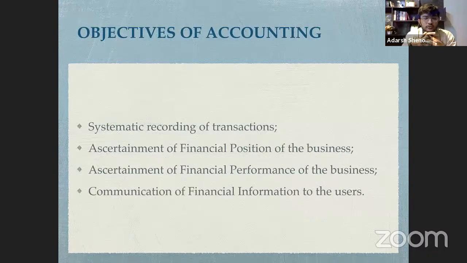Then you have communication of financial information to the users. So finally, the whole point of accounting is to communicate the financial position and performance, what we call financial information, to the users of the accounting information, whoever is interested in knowing what is happening in the business. So these are the objectives of accounting. We have four objectives: recording all the transactions systematically, not just recording it randomly, writing it on a piece of paper, or on a bed sheet. No, we have to record it systematically. So systematic recording of transactions, ascertainment of financial position, to know where the business stands, ascertainment of financial performance, to know how the business is doing, and to communicate this to the users in a very systematic way.